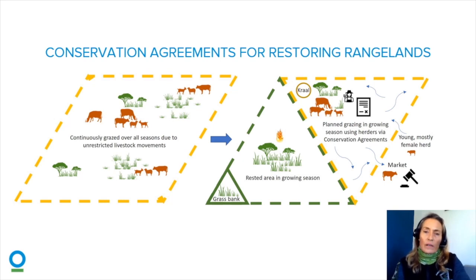So Conservation South Africa works with communities via conservation agreements in order to restore grasslands, and one of the main activities is a shift from continuously grazed, unrestricted livestock movements to a planned grazing situation where you've got an area that can be rested, another area which is grazed, in exchange for incentives such as training around animal husbandry, but also forage, vaccinations of animals, and market access.